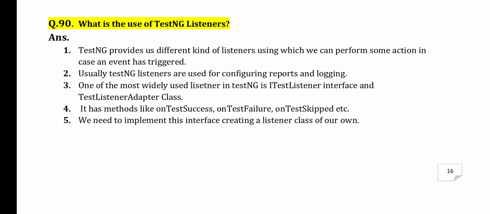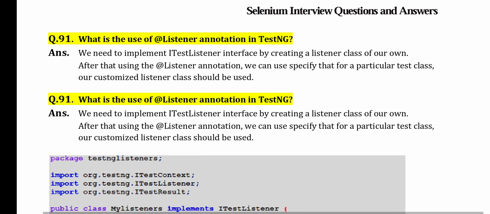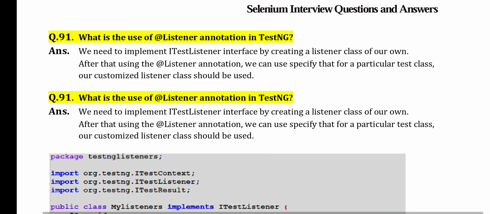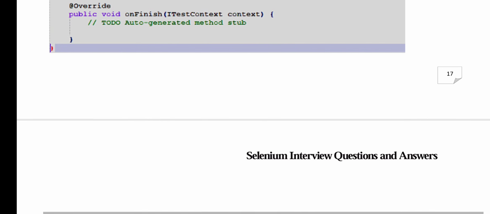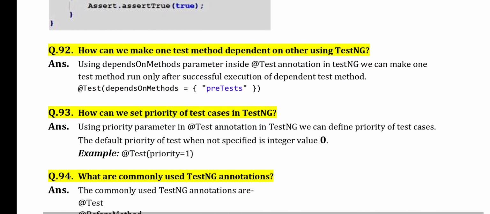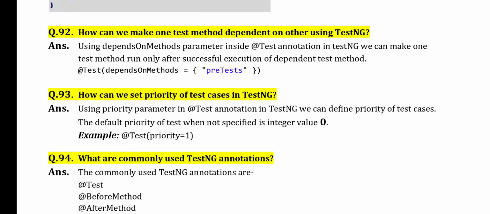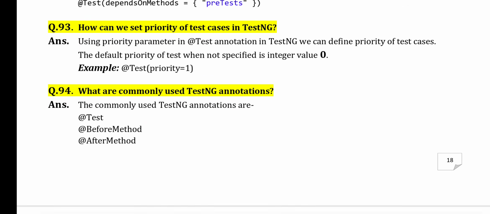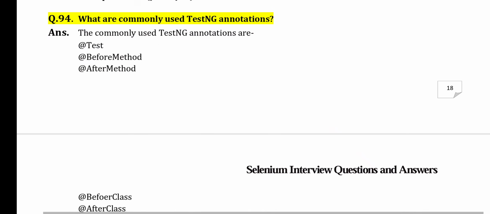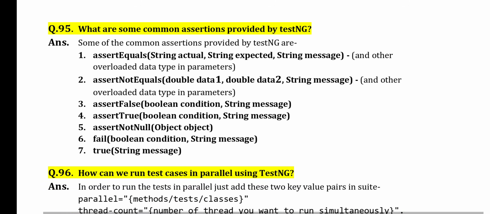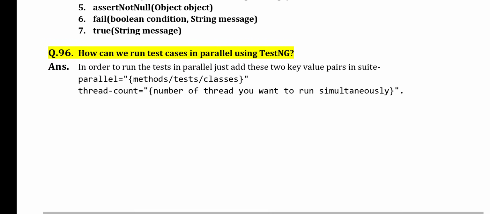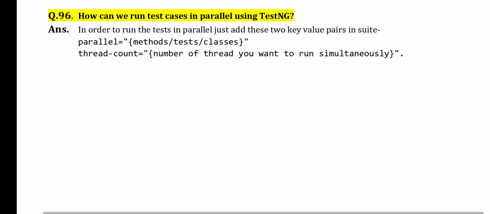What is the use of TestNG listeners? What is the use of listener annotation? How can we make one test method dependent on another using TestNG? How can we set the priority of test cases? What are commonly used TestNG annotations? What are the common assertions provided by TestNG? How can we run test cases in parallel?